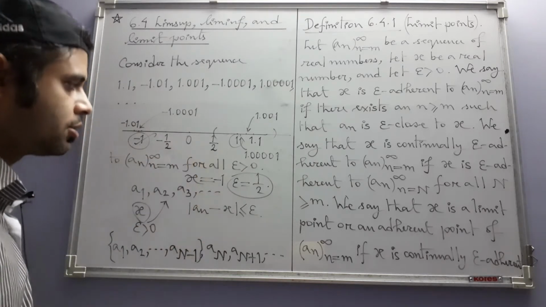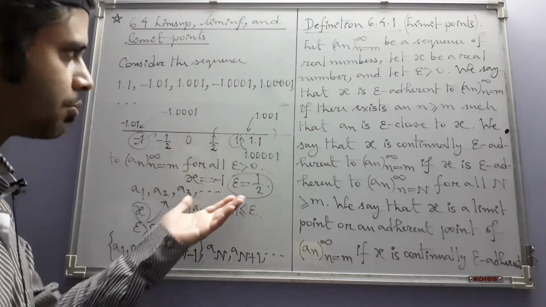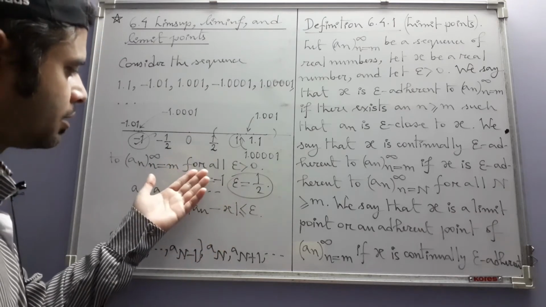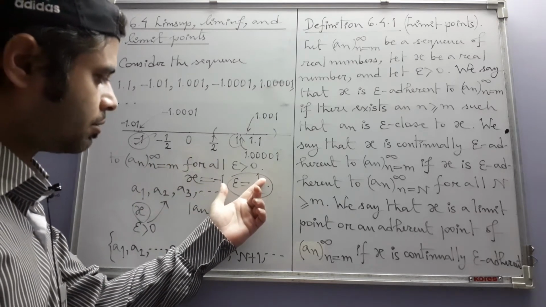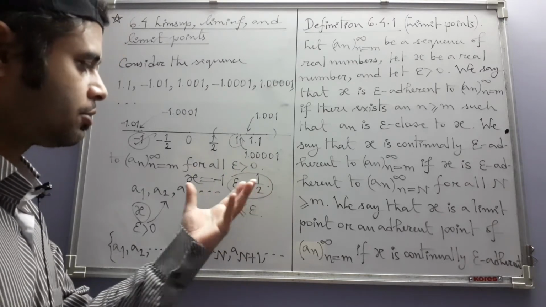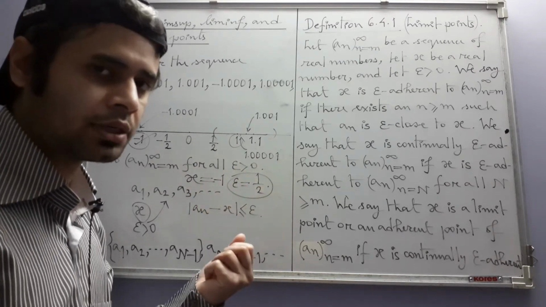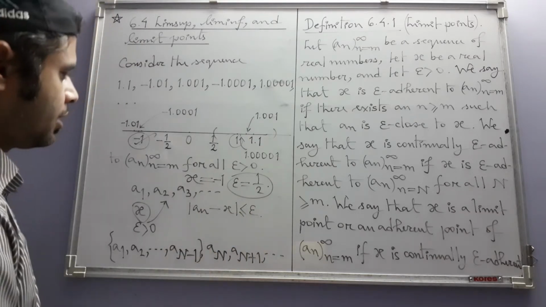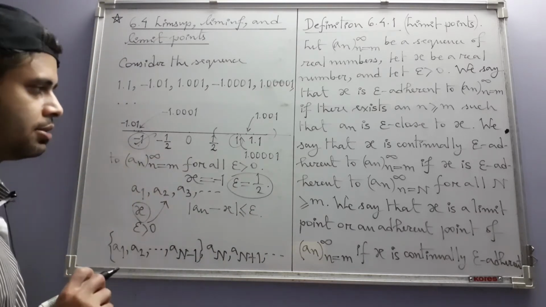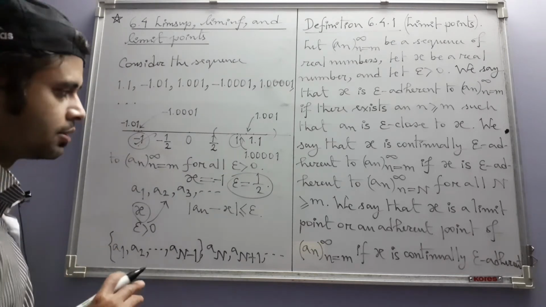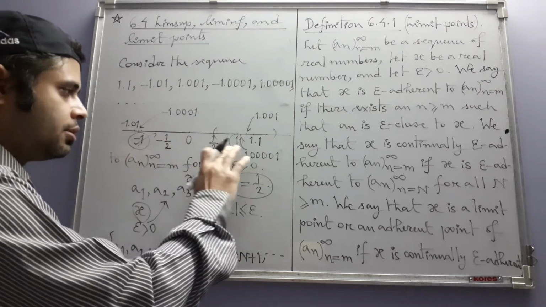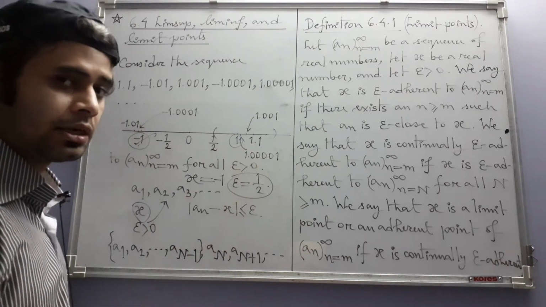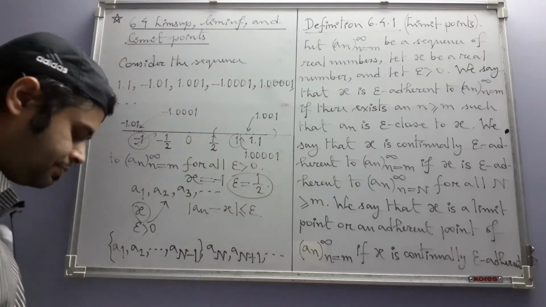And if one notices, one can prove this also, that it's not true just for this value 1/2, it's true for any positive real number epsilon. And that's why -1 is a limit point of this sequence. A similar argument will show that 1 is also a limit point of this sequence.